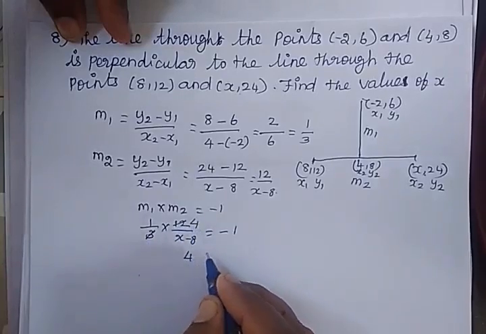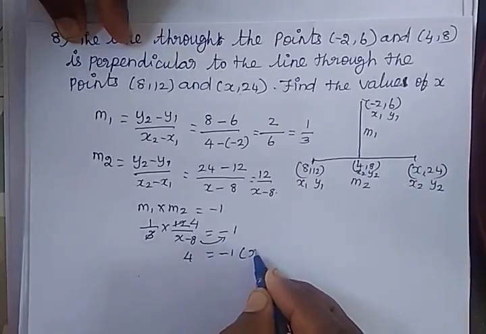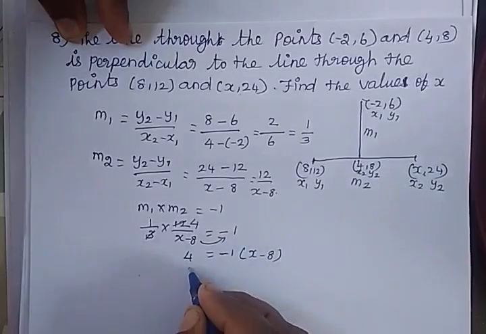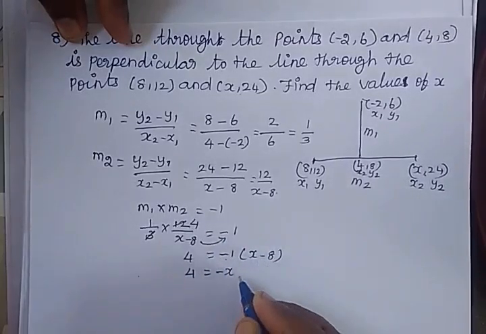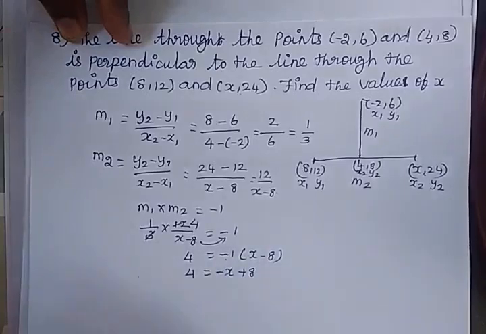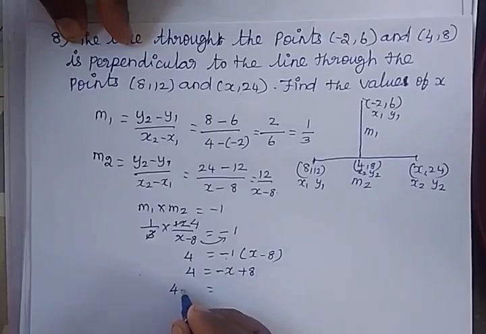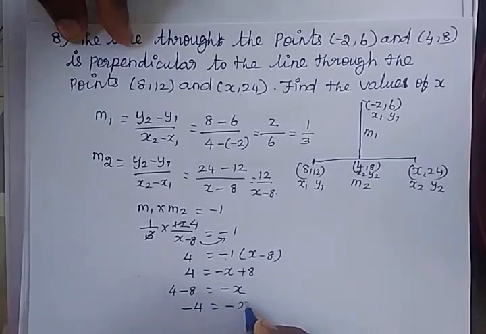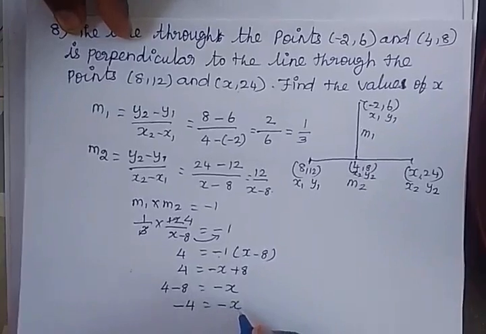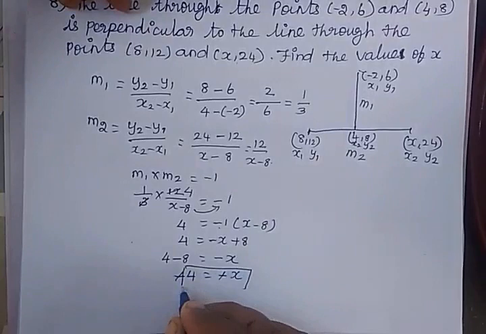So 4 is equal to, by cross multiplication, bringing to the opposite side, -1 into (x - 8). So 4 is equal to -x, minus into minus plus 8. Bring the 8 to the opposite side, that is -8, equal to -x. So -8 + 4 is -4, equal to -x. Cancel the minus symbols. So the value of x is equal to 4.